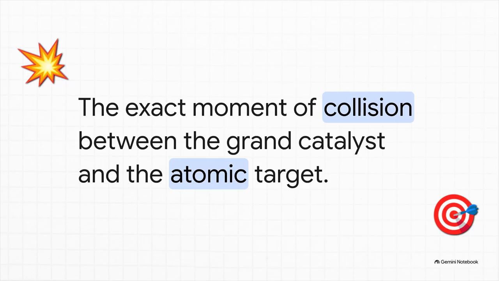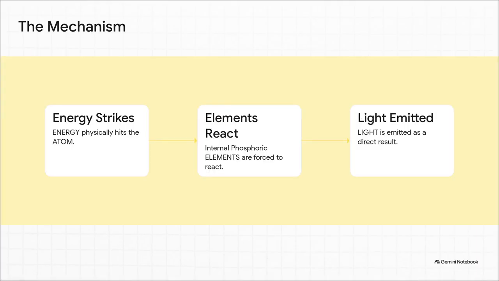Which brings us to part three, the energy hit. This is exactly where we see the critical moment of interaction between our energy catalyst and our atomic target. Let's see how this builds, because the text lays out a really clear step-by-step mechanism here. Step 1, energy physically hits the atom. Step 2, that hit forces those internal phosphoric elements we just talked about to react. And then step 3, as a direct result, light is emitted. Boom. Strike, reaction, emission. The energy strike basically acts as this precise trigger that awakens those phosphoric elements and compels them to actually produce the light.